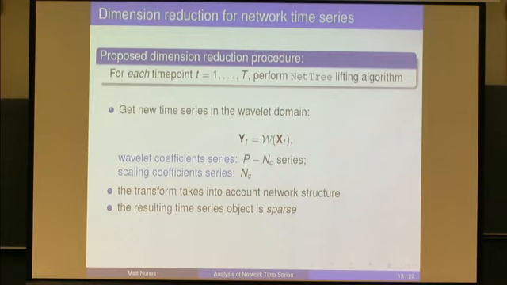Well, as I said, the transform is independent of the data in some sense. It only depends on the network structure you have to begin with. And what's key here is that the resulting time series is sparse. So what does this sparsity give us?